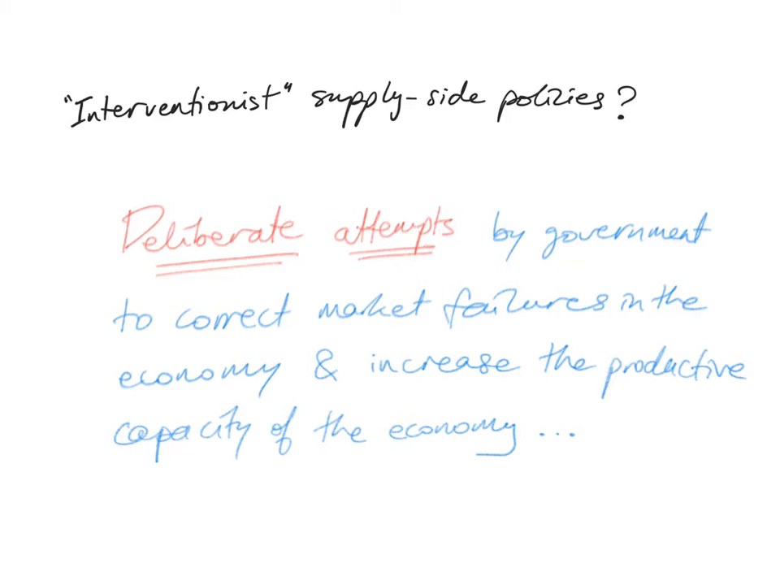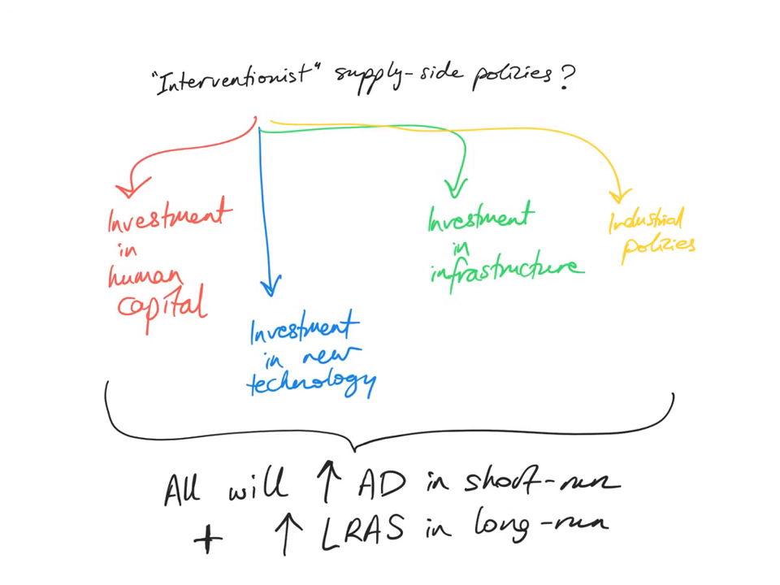Essentially, they are deliberate attempts by the government to correct market failures in the economy and increase the productive capacity of the economy. That's why they're called interventionist. They are deliberate interventions by the government to either correct market failures and/or increase the productive capacity of the economy. There are 4 types of interventionist supply side policies.